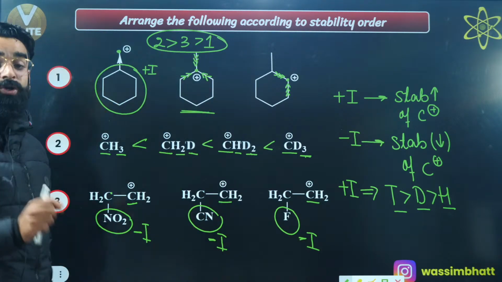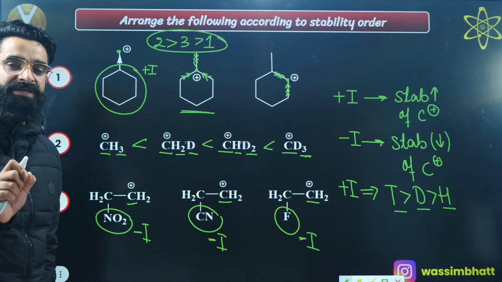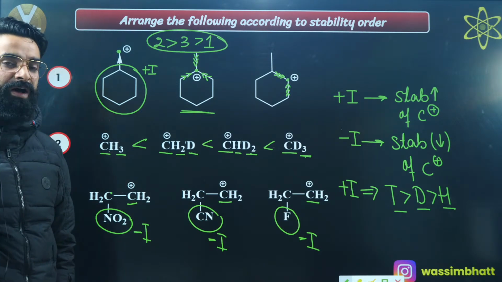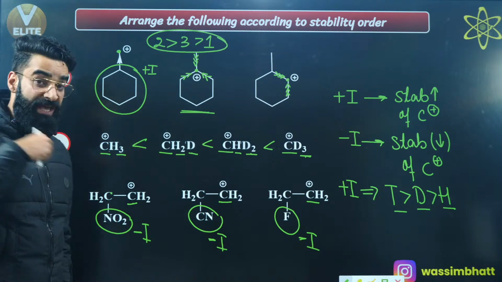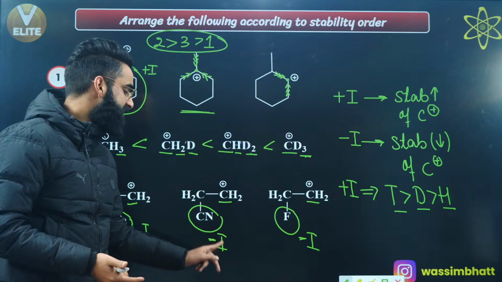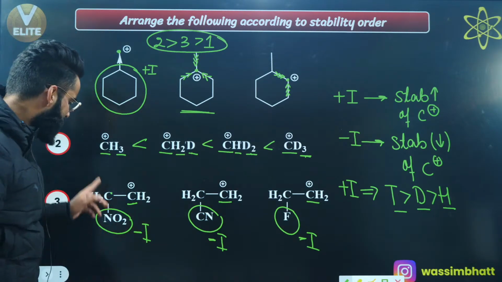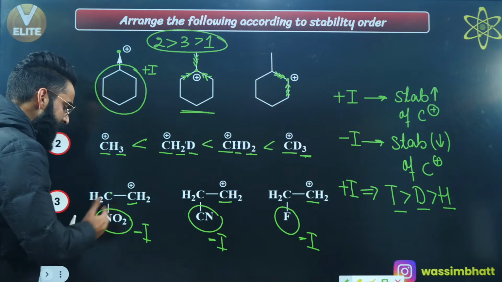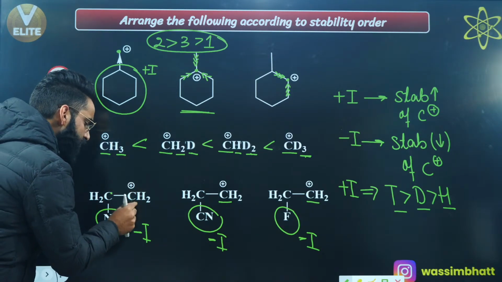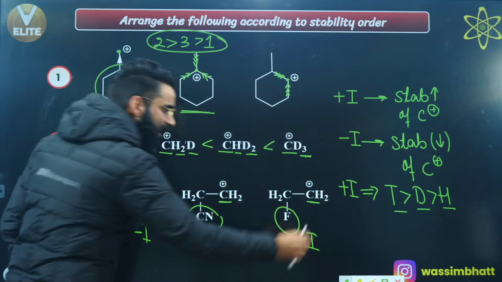And as you must be remembering, in the last session, I gave you the series of the groups, right? Which were arranged on the basis of their increasing minus I power. If you remember, minus I power of nitro group is more than that of minus I power of CN, which is more than that of minus I power of fluorine, right? So this nitro group is going to attract the sigma electrons towards itself. So the magnitude of positive charge on this carbon will be the maximum among all these 3 carbons, right?